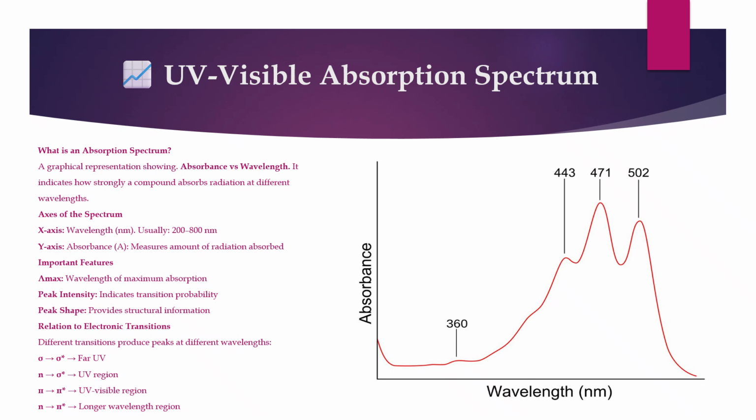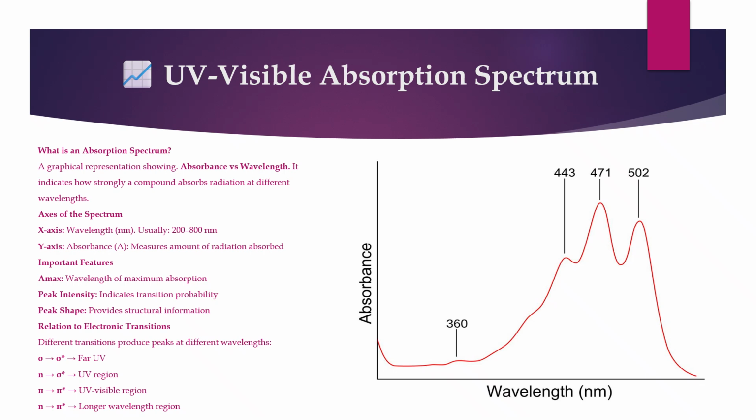The height of the peak represents the intensity of absorption. A taller peak usually indicates a more probable electronic transition. The position of peaks helps us to identify structural characteristics such as conjugation and functional groups. As shown in the graph, different compounds produce different absorption patterns. That is why UV visible spectra are often called molecular fingerprints.